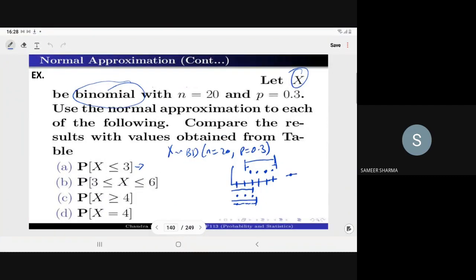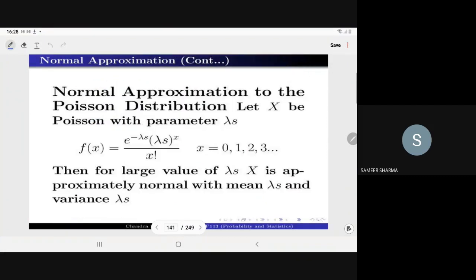The same thing you can do for the exponential distribution. So now next is the Poisson distribution. So normal approximation to the Poisson distribution. Let x be a Poisson variate with parameter lambda s. You know that for the Poisson distribution, the PDF is given by f(x) equal to e to the power minus lambda s, times (lambda s) to the power x, upon factorial x, right? Where x varies from 0, 1 to infinity.